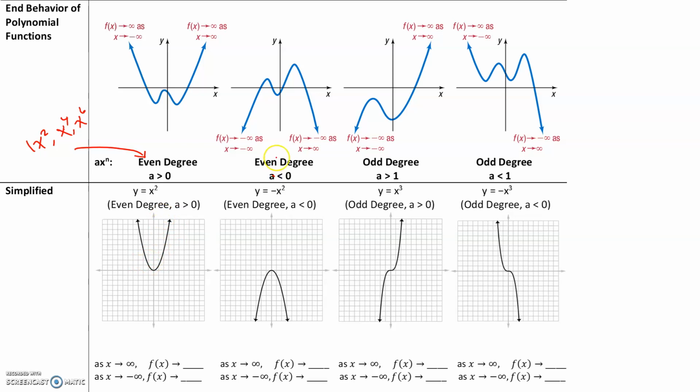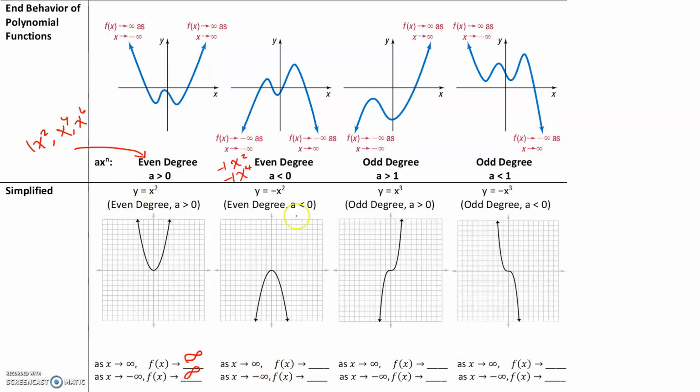Now, what if we have an even degree, so something like x squared or x to the fourth, but the leading coefficient is negative? In that case, the graph is going to approach negative infinity. And once again, the easiest way to think about this is the graph of y equals negative x squared, which is going to approach negative infinity on both sides. So here, as x approaches infinity, f of x, or the graph, approaches infinity also. And as x approaches negative infinity, the graph also approaches infinity.